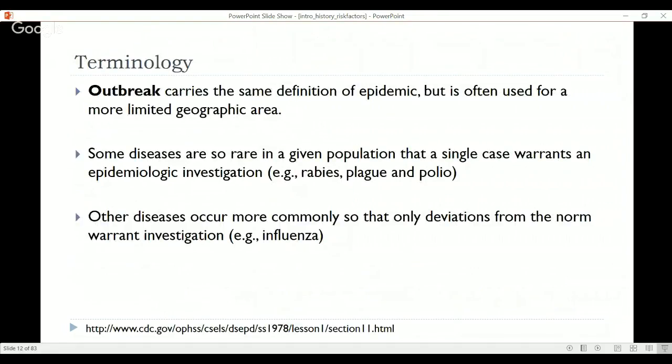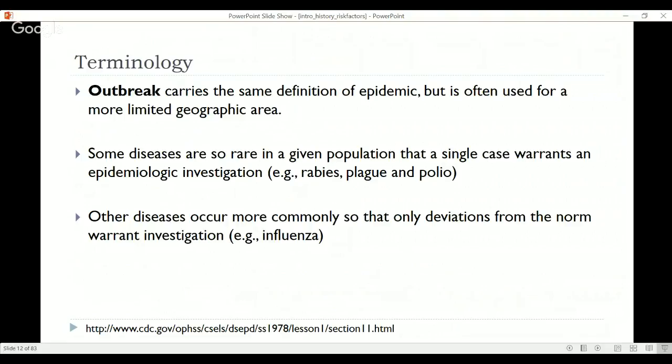Now, an outbreak carries the same sort of definition of epidemic or sporadic disease, but it's often just used for a more limited geographic area. So an outbreak, say, in a small town, or an outbreak in just one community in Manhattan. So some diseases are so rare in a given population that a single case will warrant investigation.